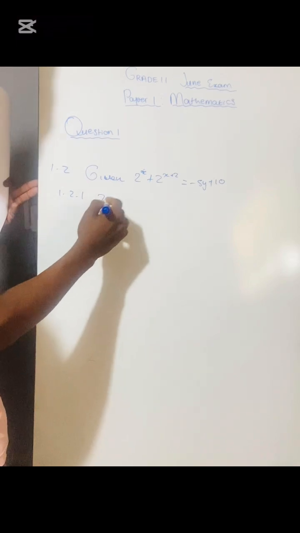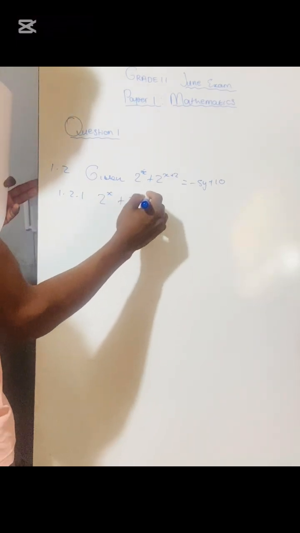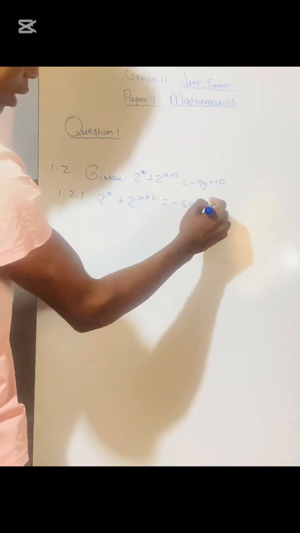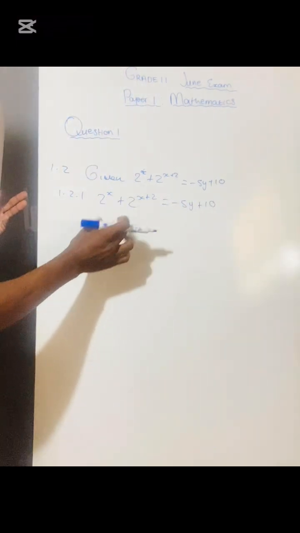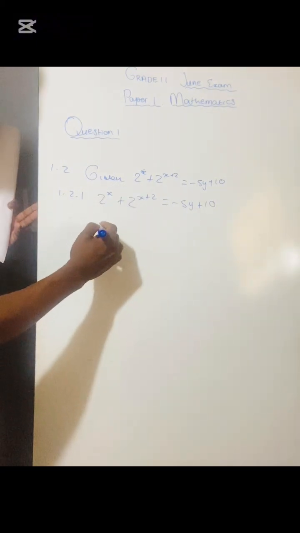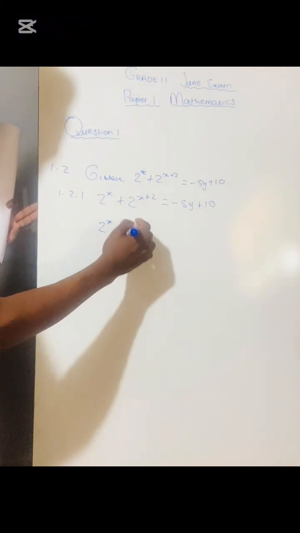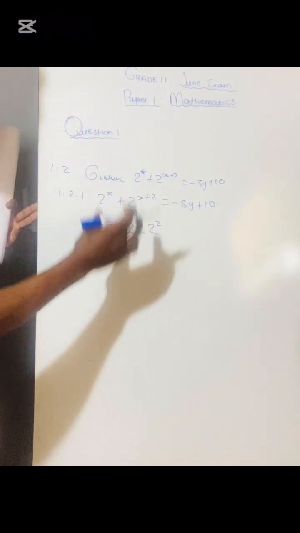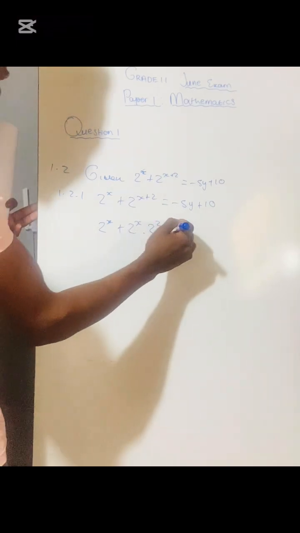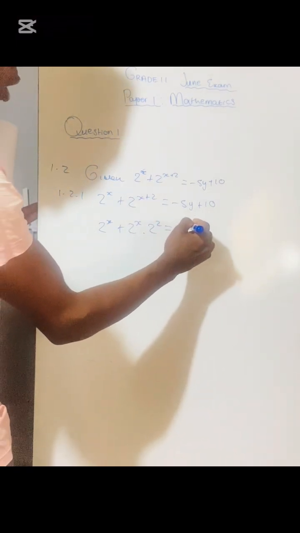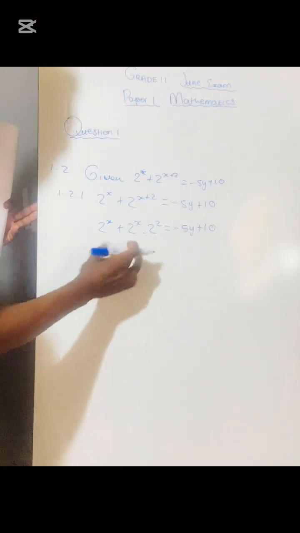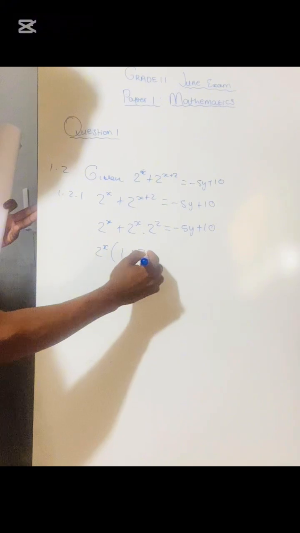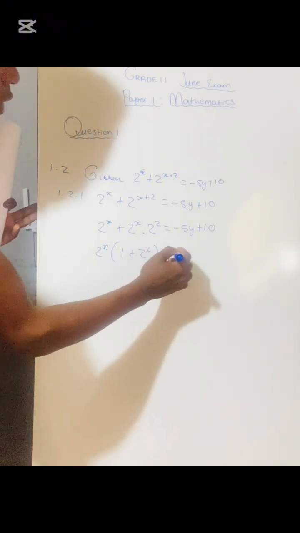Okay? So now, since they want us to express 2 to the power of x in terms of y, we are going to have 2 to the power of x plus 2 to the power of x plus 2 equals negative 5y plus 10. Then from there, can we see that we have the exponential equation on this side. We're going to have 2 to the power of x multiplied by 2 to the power of x and multiplied by 2 to the power of 2, meaning we're going to separate them. You must remember that law number 1 says we always want to divide the same base, we separate. We multiply, we add the exponent. Therefore, now we are going to take out the common factor, which is 2 to the power of x. In brackets, it's 1 plus 2 to the power of 2 equals negative 5y plus 10.